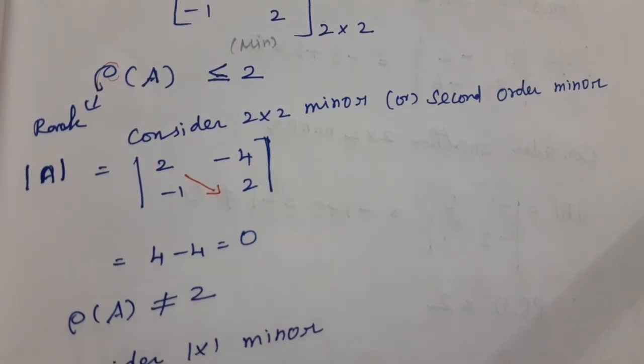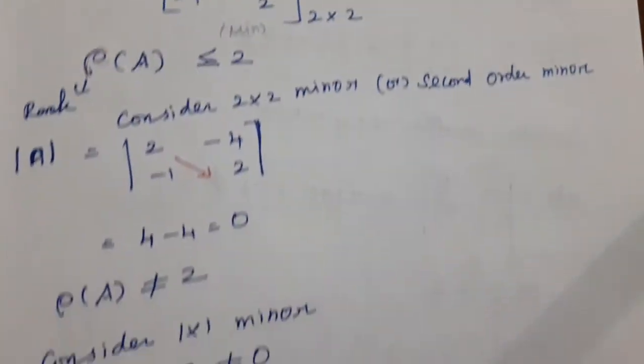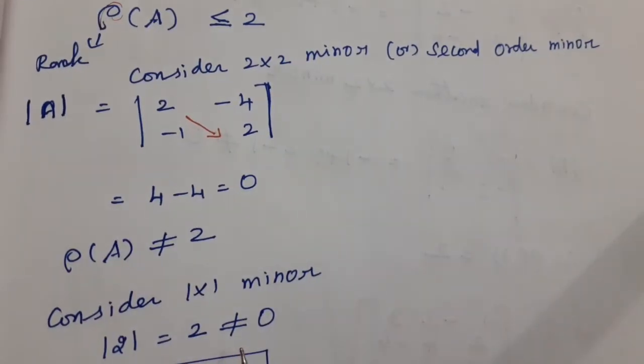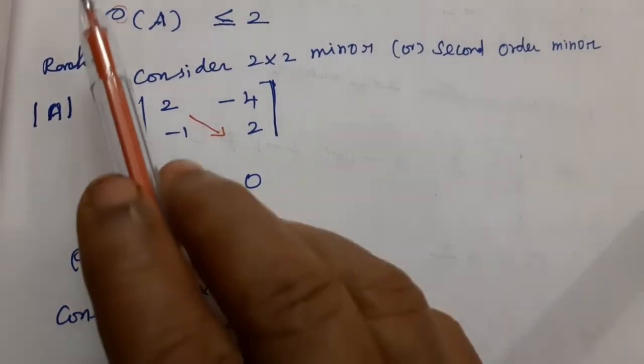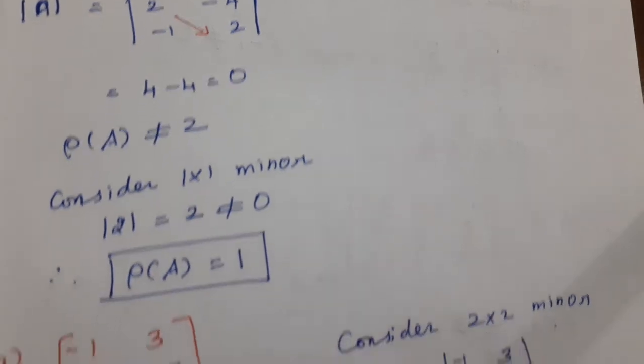Consider the 1 by 1 minor. You take any one of either 2 or minus 4, minus 1. What is our rank? The determinant value is not equal to 0, because you take any one of the numbers. So the determinant value is not equal to 0. Therefore rank is nothing but 1. See, come to the next one.